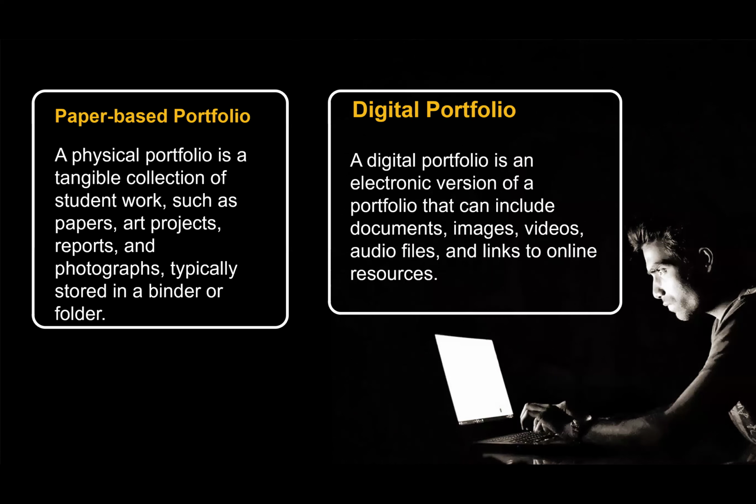So we have two kinds of portfolio that we can deploy as a school community. The first one is the paper-based portfolio, or what they call a physical portfolio. By definition, the physical portfolio is a tangible collection of student work, such as papers, art projects, reports, photographs, and they are typically stored in a binder or folder.